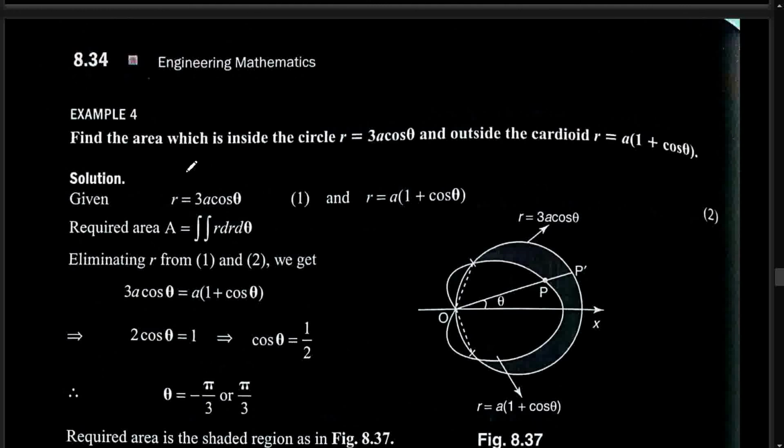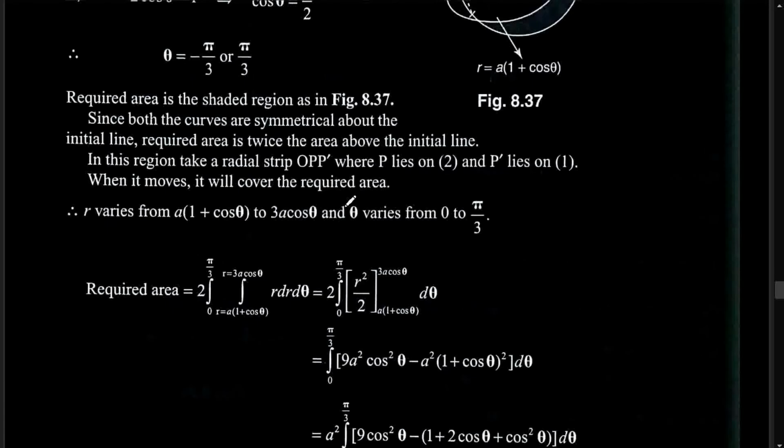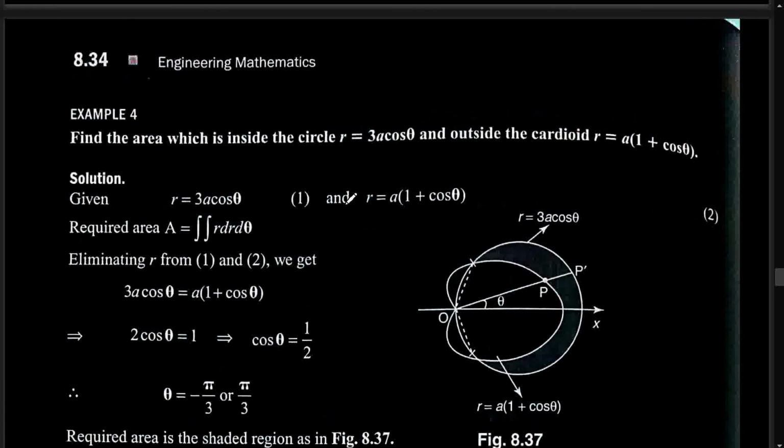and find the area which is inside the circle and outside. This inside outside is very important, guys, because if you just collapse it, you used to get a wrong answer. So please be careful in inside and outside. Inside the circle and outside the cardioid.